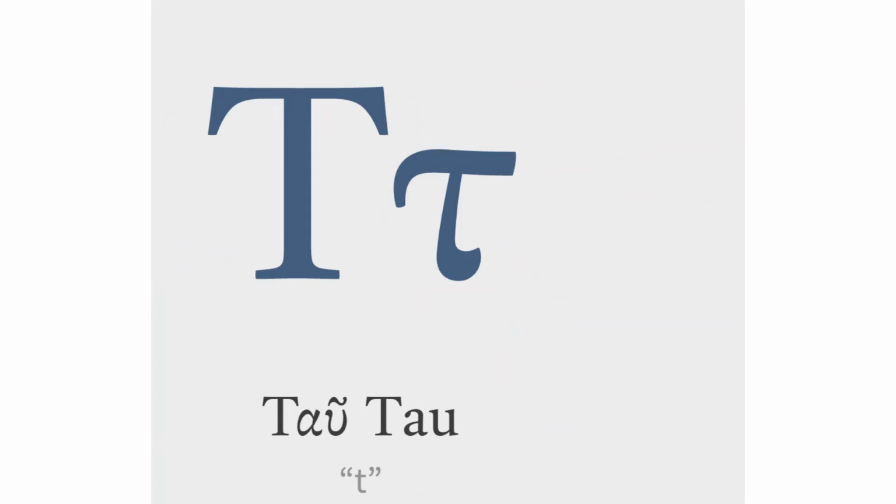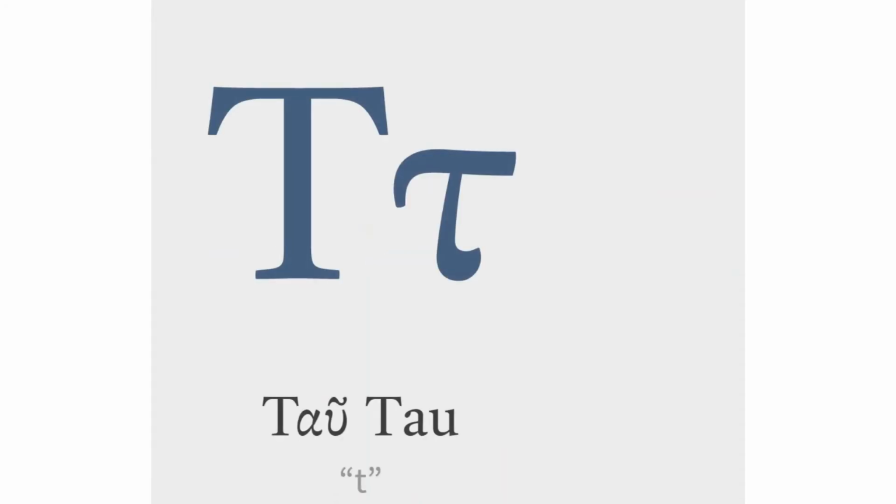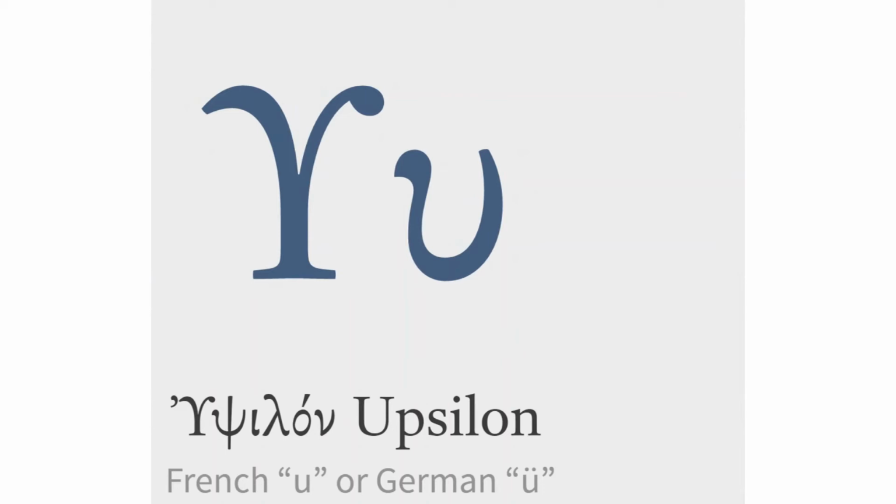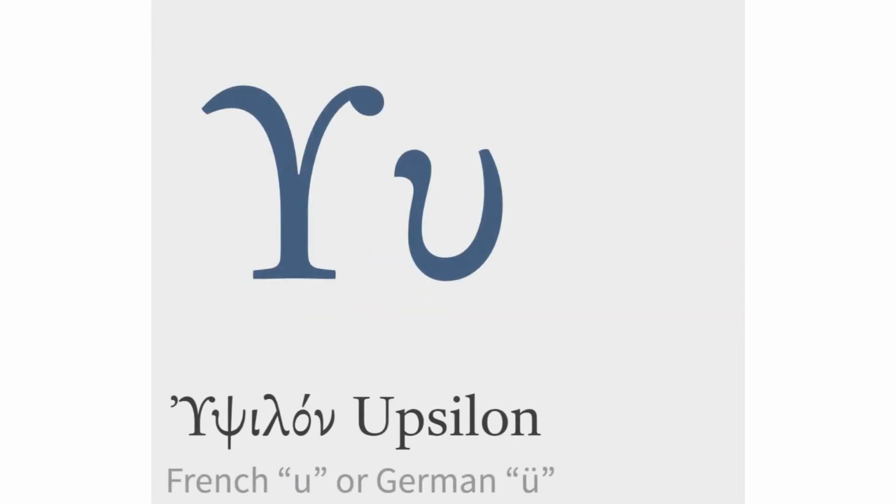Sigma. Then tau, which is like our T. Tau. Say it. Tau. The T sound. Then upsilon, which is like our U. The capital looks sort of strange to us, and the lowercase looks like a lowercase u to us. But the capital, you sort of go down and up, and the lowercase looks like our English u. Upsilon.